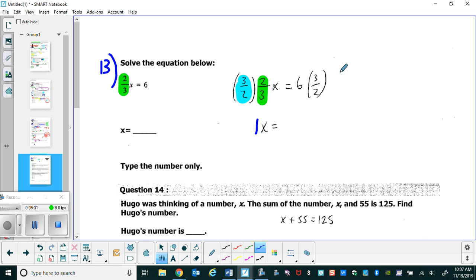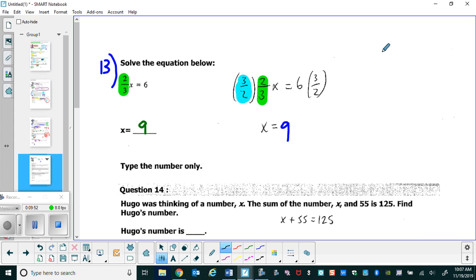So you can do 6 times 3, which is 18, and then divide it by 2 to get 9. Or you could do 6 divided by 2, which is 3, now times 3, and that's still 9. And friendly reminder that you never have to write the 1. So here we're going to get that x would be 9.